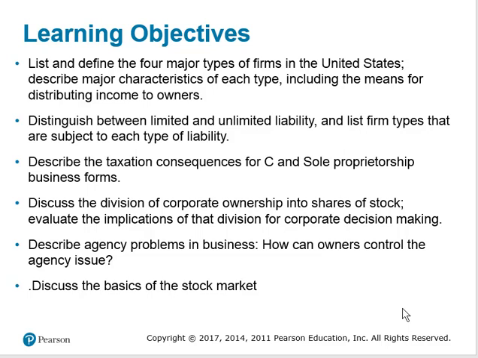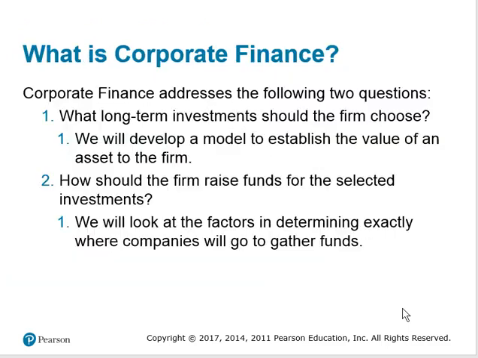We're going to talk about the types of businesses. We're going to talk about some concept of liability, some taxation issues. We'll talk a little bit about ownership and some of the impacts that the ownership of stock has on making corporate decisions. We'll talk about the concept of agency, and we'll introduce some basics of the stock market.